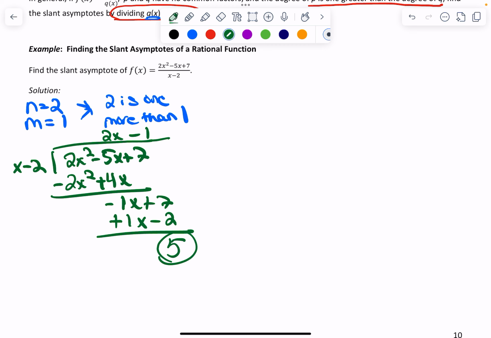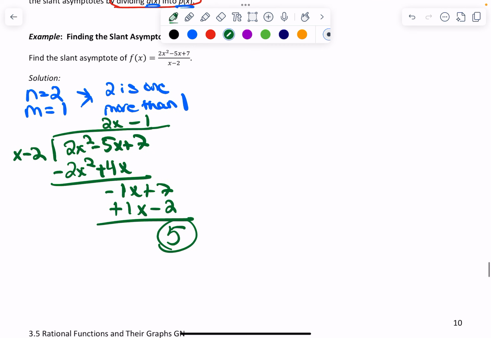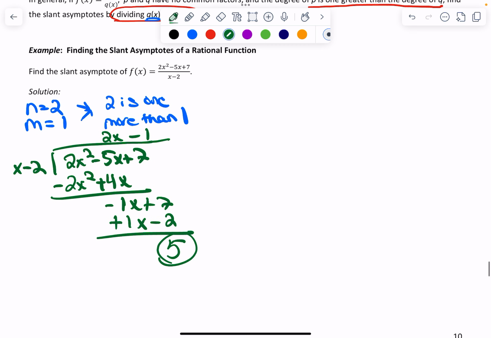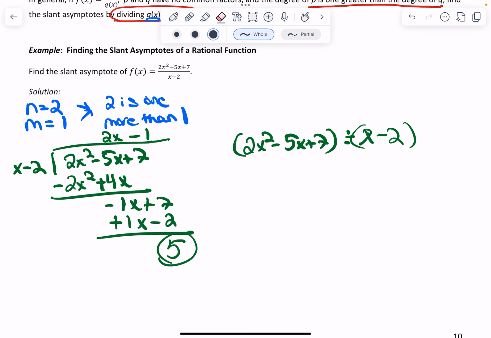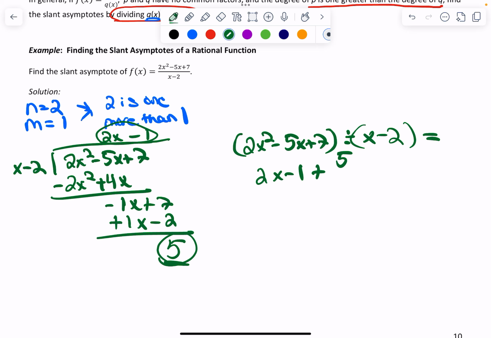So what do we get here? We have 2x squared minus 5x plus 7 divided by x minus 2 equals, what's on the top here? 2x minus 1 plus, our remainder is 5. Our divisor is x minus 2.